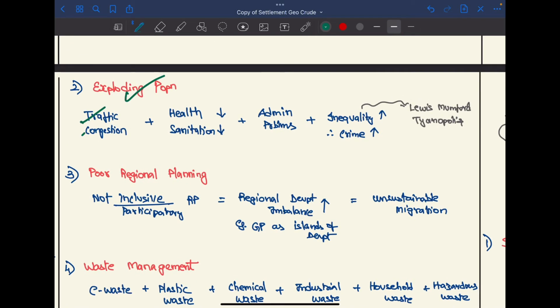Next, we have the exploding population. This will lead to traffic congestion, health and sanitation issues, and administrative problems like policing. Inequality will increase, and therefore crime will increase. We can link this with Lewis Mumford's Tirana police.